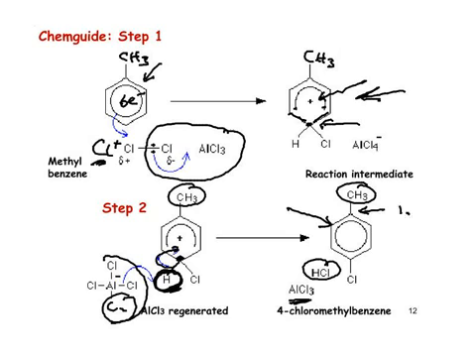You then number around the ring clockwise or counterclockwise, so that the second group is on a carbon with the lowest number you could give it. In this particular case, it doesn't matter whether we go clockwise or counterclockwise. It'll still end up on carbon 4. So we started with methyl benzene. We've put a chlorine on carbon 4, hence it's called 4-chloro-methylbenzene.